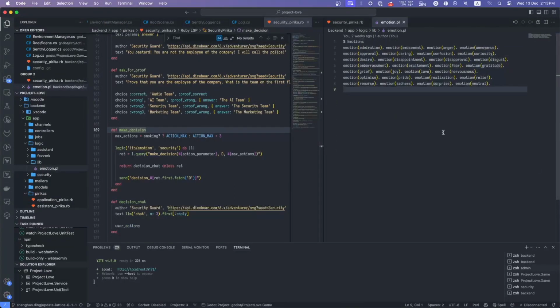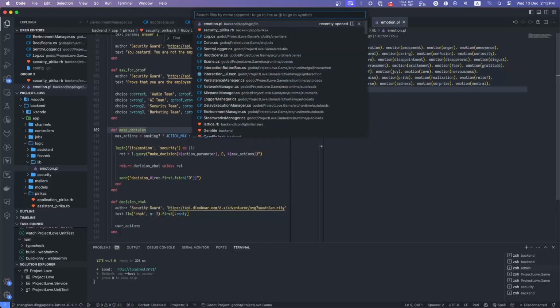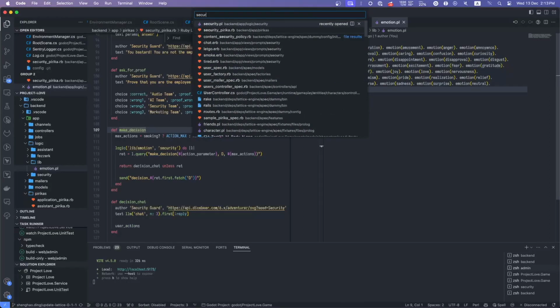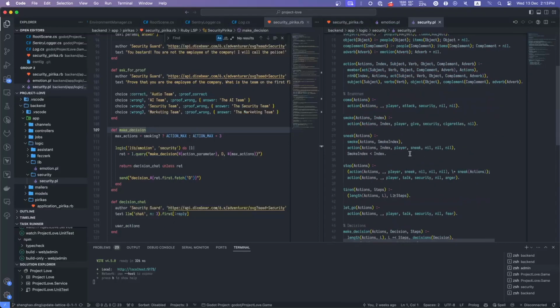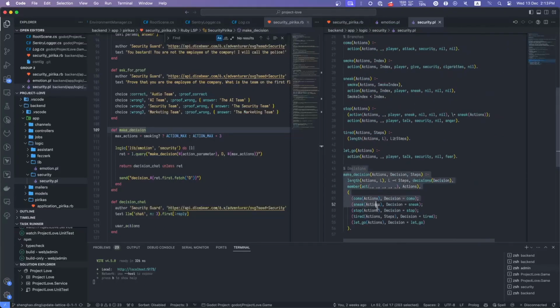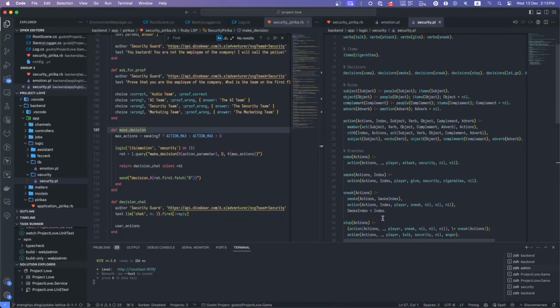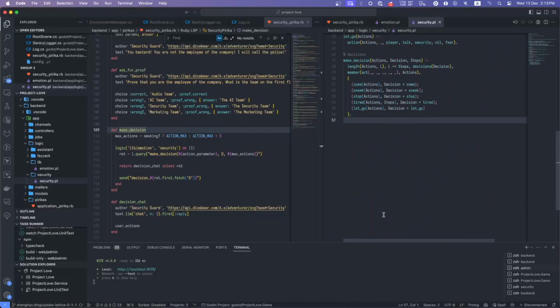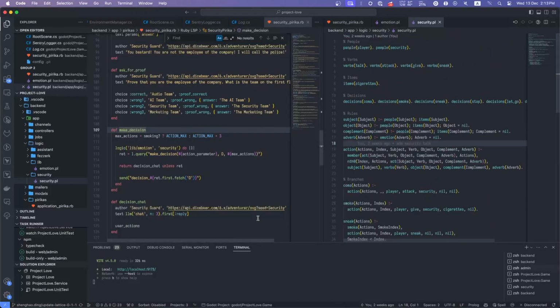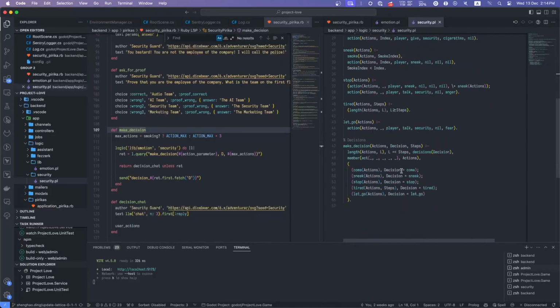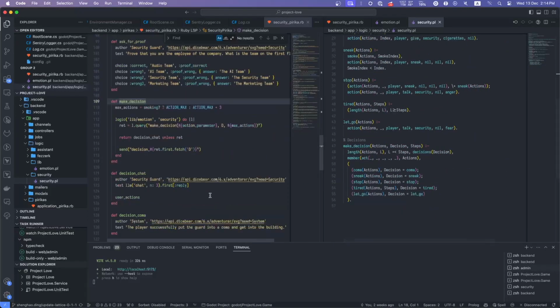For example, we have some predefined emotion here. And we also have a proof system for what the security guard will do based on the Prolog logic. And you can check this.